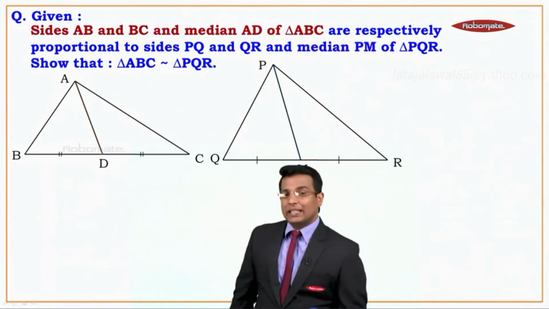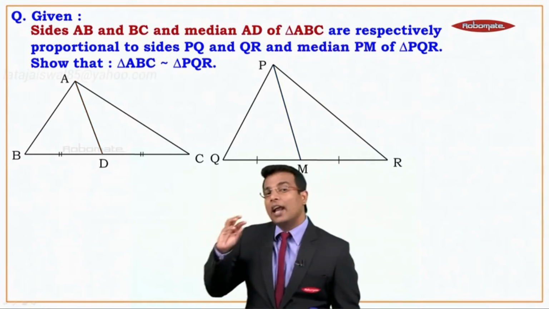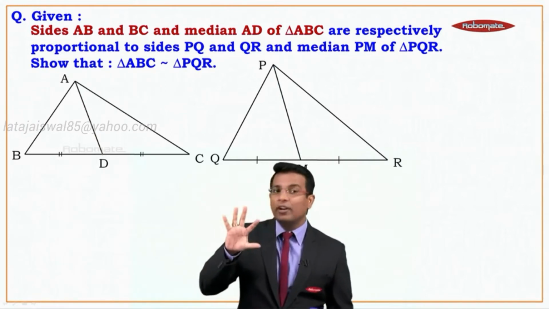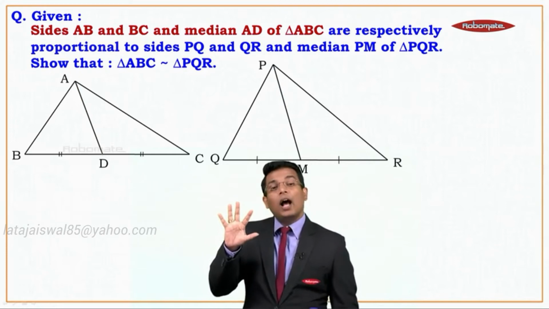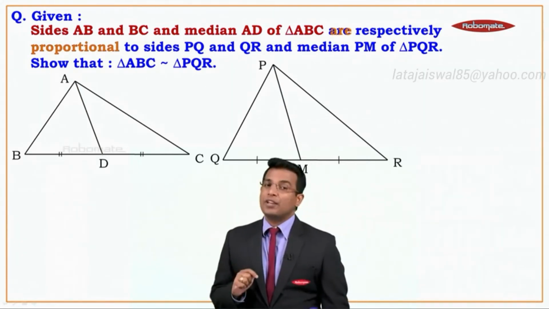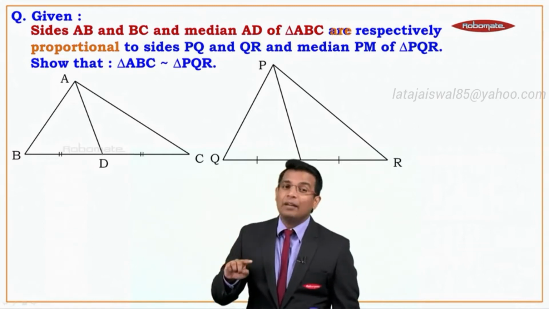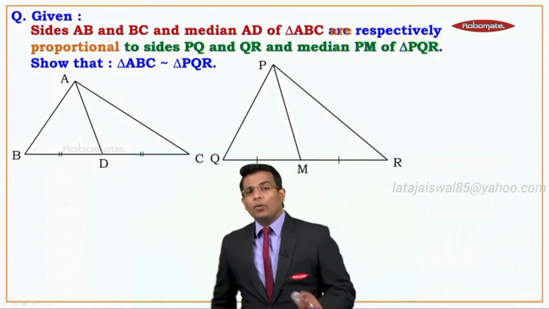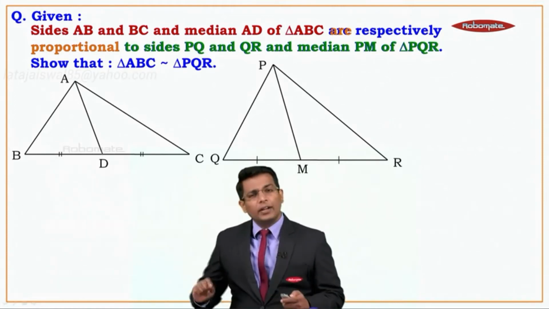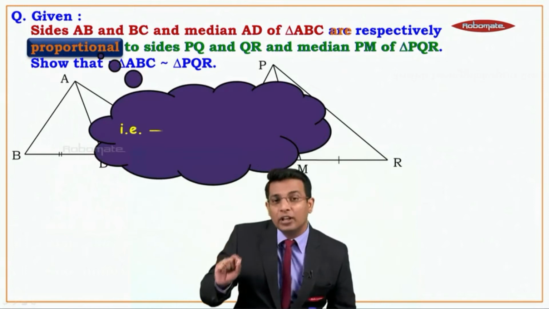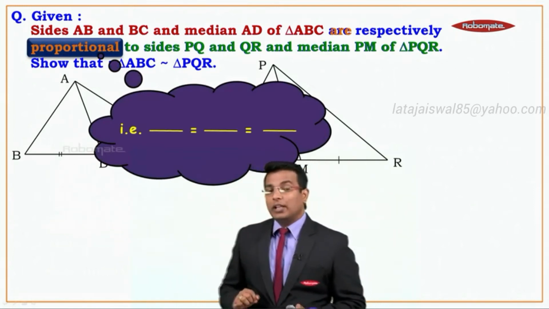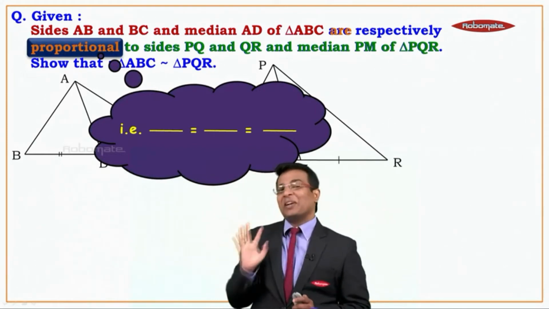Now, the given information says that sides AB and BC and AD of triangle ABC are respectively proportional to the sides PQ, QR and median PM of triangle PQR. Let's understand what this information tells us. When we say proportional, proportional means the ratios are equal. There are three ratios which are equal. Now how to write those ratios? I'll make you understand. It's very easy.